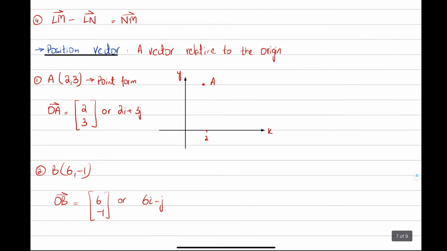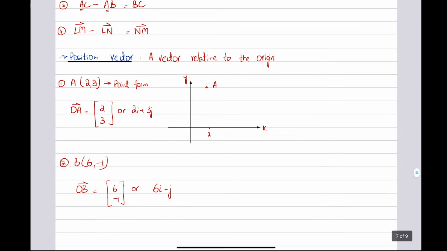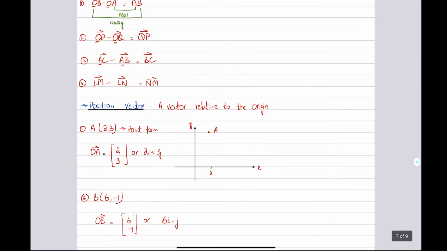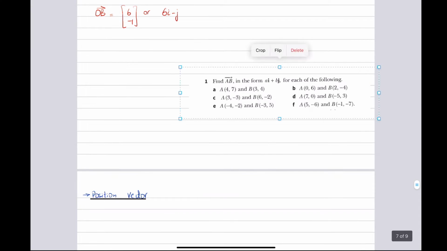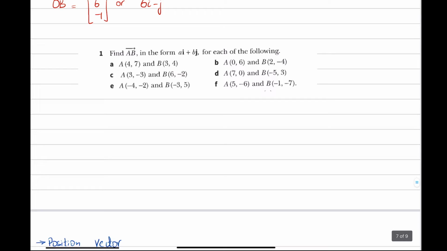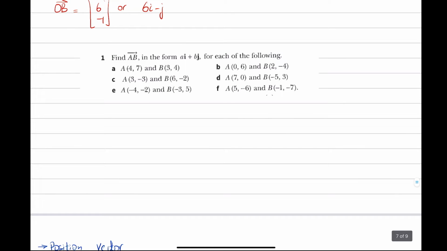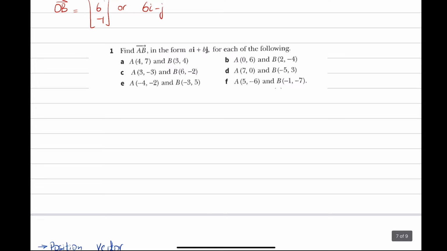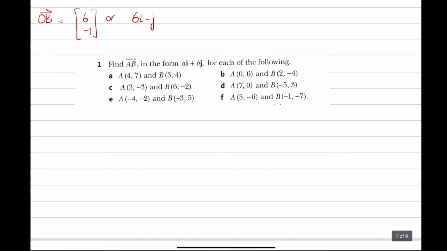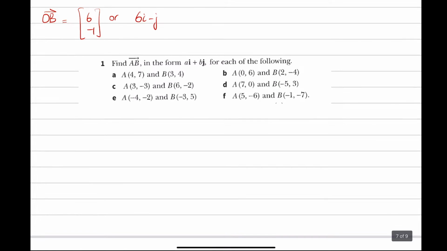So we've done two concepts, subtraction and position vector. If you guys have any questions, feel free to ask. So now we're going to do some example questions related to position vector. We're not going to do all of them, of course. We'll just do a few of them, and then I'll give you guys a few questions to solve.